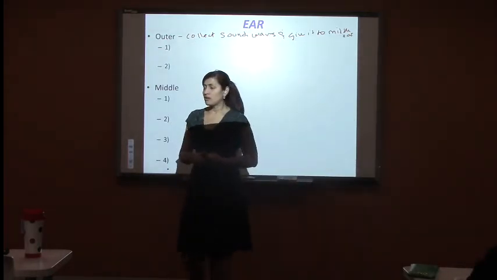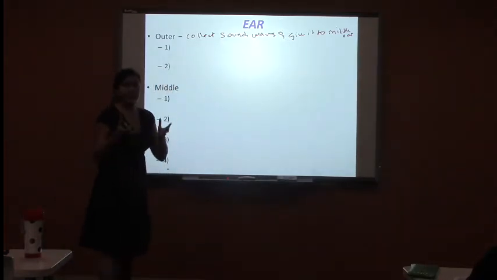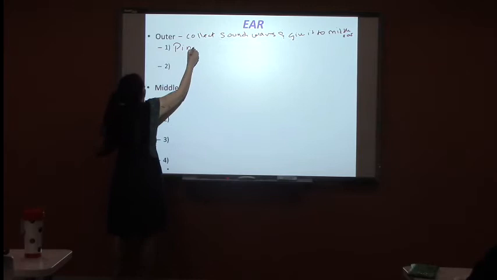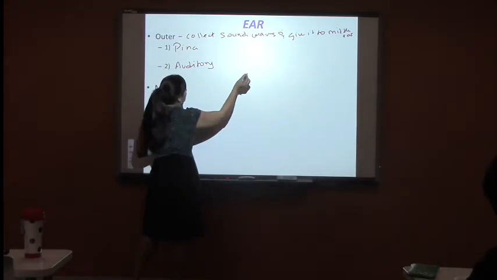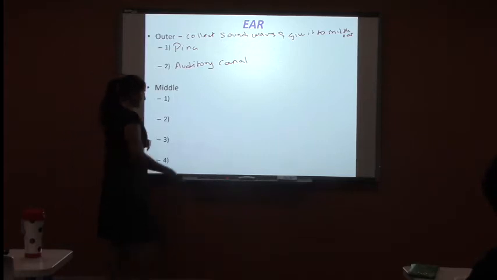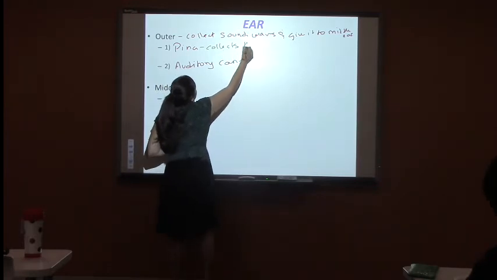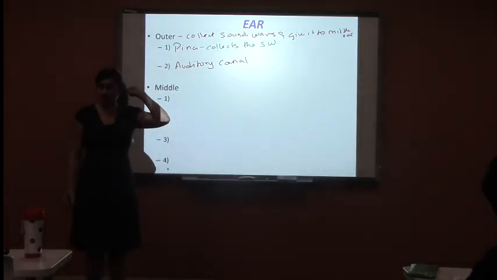Okay? So, outer ear is supposed to collect the sound waves and give it to the middle ear. 2 structures are part of the outer ear. Pinna and auditory canal. Pinna collects the sound waves. So this is your pinna right here. Okay? This part.